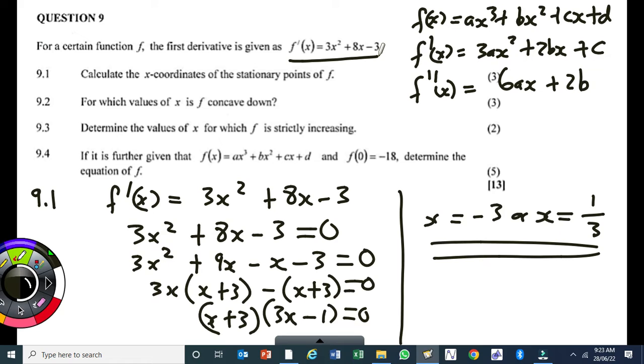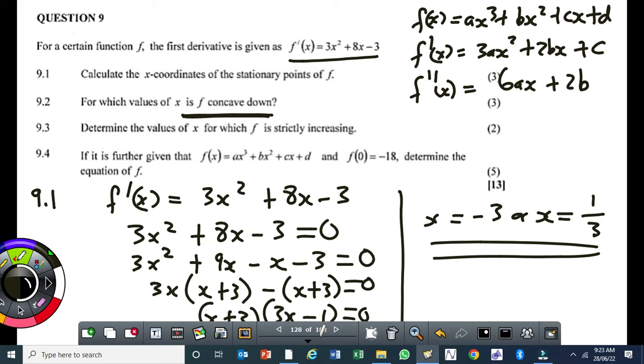Then the next question says, for which values of x is f concave down? I'm not sure whether you are aware that there are actually, I would say, 3 ways of doing this question. I'm just going to share all 3 with you. The first method, which I normally prefer: if a cubic graph is concave down, it means the second derivative must be negative. So let's go to that question 9.2.